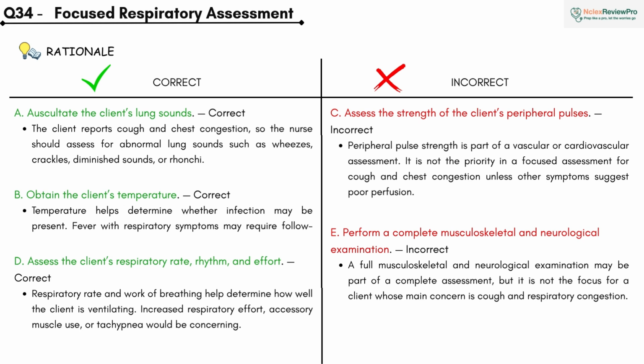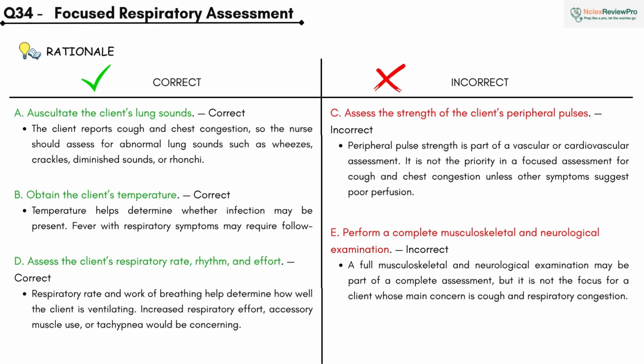Option B is correct. The nurse should obtain the client's temperature. Fever with respiratory symptoms may suggest infection and may require follow-up. Option C is incorrect. Peripheral pulse strength is part of a vascular or cardiovascular assessment. It is not the priority for a focused assessment of cough and chest congestion unless the client has signs of poor perfusion. Option D is correct. The nurse should assess respiratory rate, rhythm, and effort. This helps determine how well the client is breathing. Tachypnea, accessory muscle use, or increased work of breathing would be concerning.